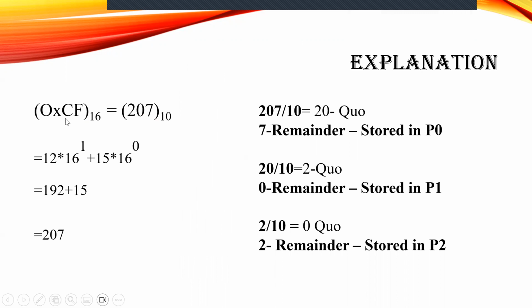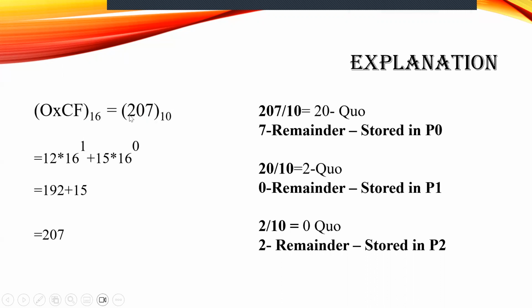See here, 0xCF hexadecimal is converted to decimal: C is 12, so 12 into 16 to the power of 1, plus F is 15, 15 into 16 to the power of 0. So 15 is retained the same, 12 into 16 is 192, and adding 192 plus 15, it is 207, which is the decimal value of CF. The hexadecimal value CF has the decimal value 207.